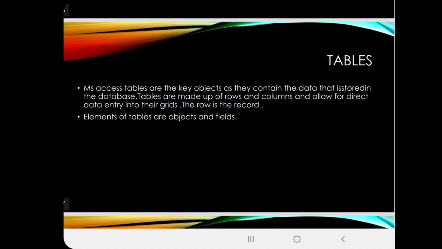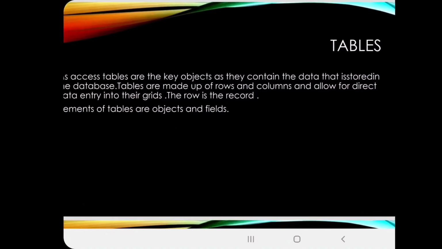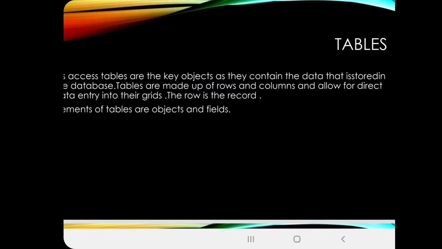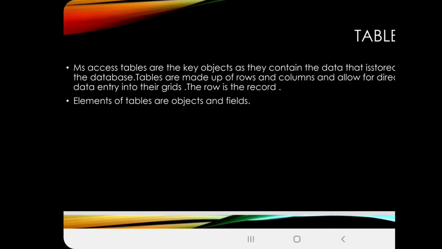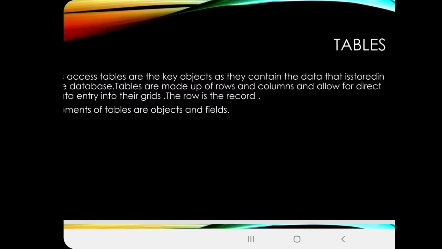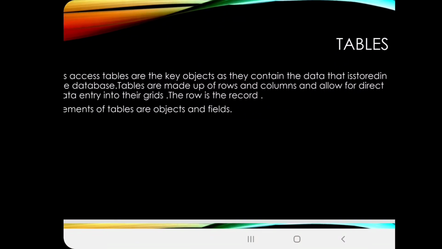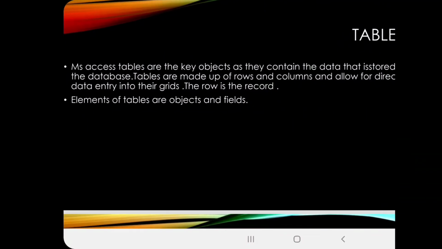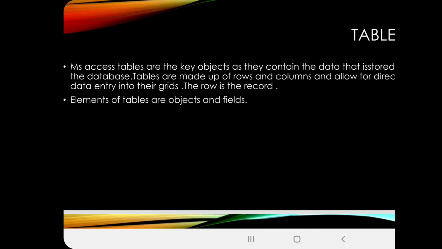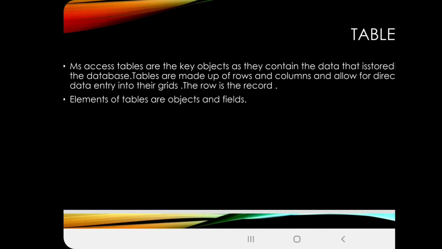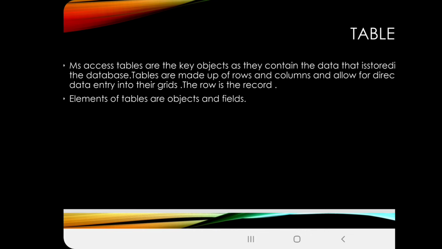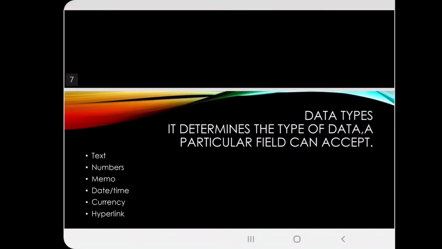Now the next. What is a table? MS Access tables are the key objects as they contain the data that is entered in the database. Tables are made up of rows and columns and allow for direct data entry into their grids. Grids are the boxes made up of rows and columns. The row is the record. Now elements of a table are objects and fields. You may define them along with the answer.